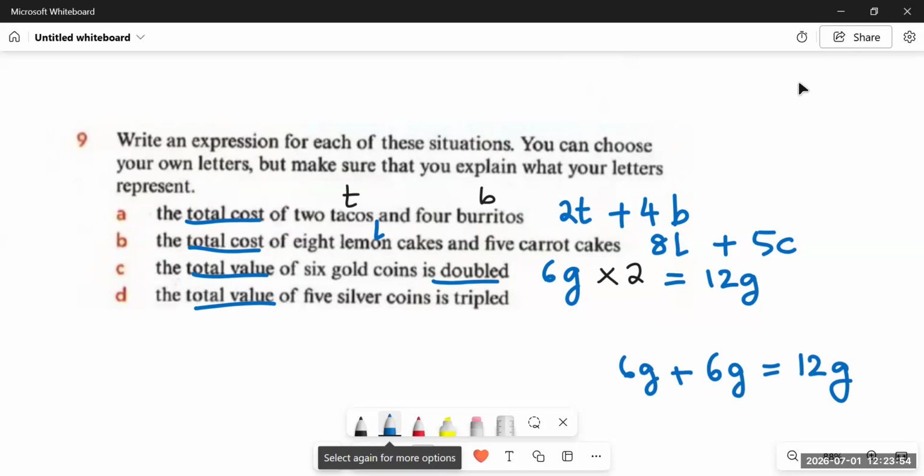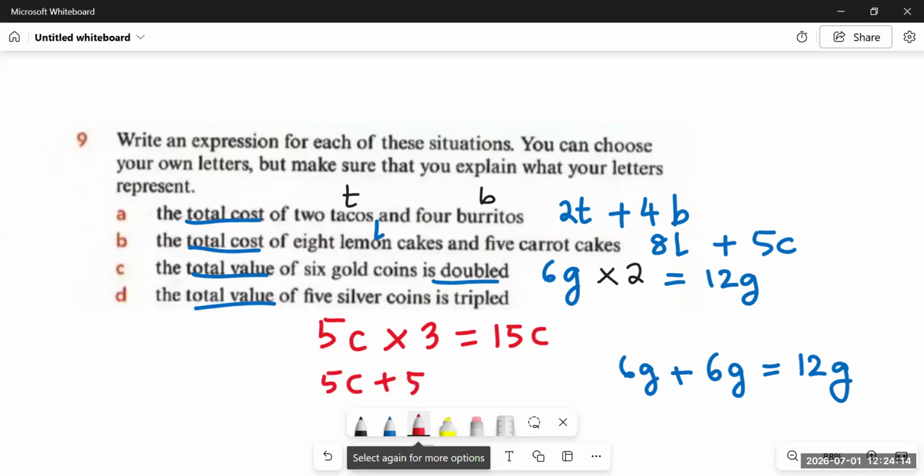Then the next part is the total value of 5 silver coins. So let's say this is 5C. Okay, 5 silver coins is tripled. So 5C multiplied by 3 equals 15C. Or you can write it as 5C plus 5C plus 5C. So that's also 15C. Okay.